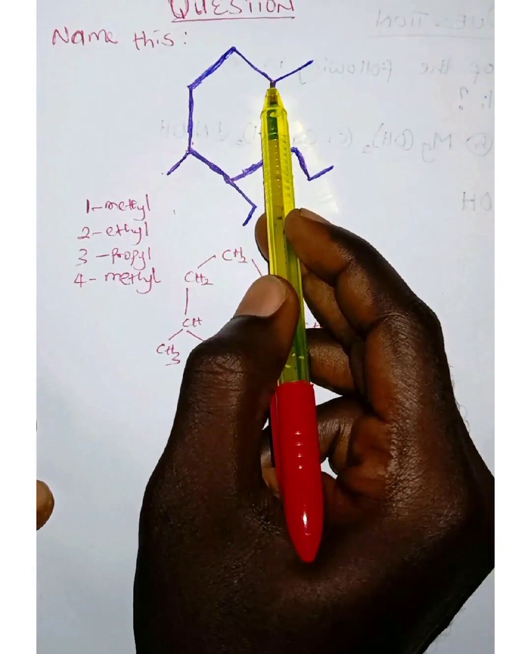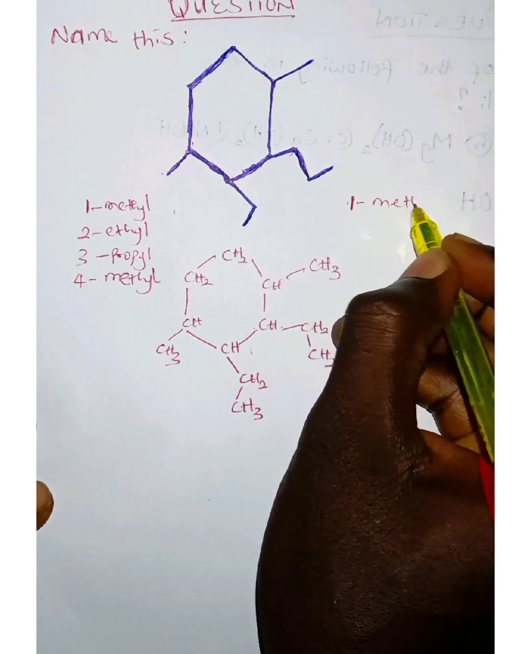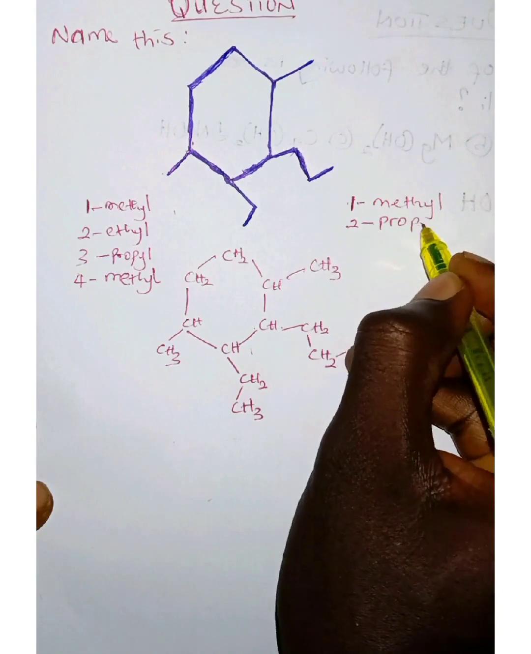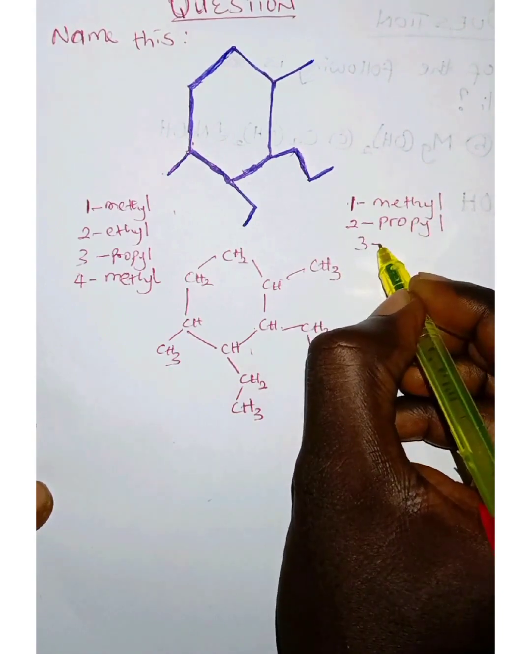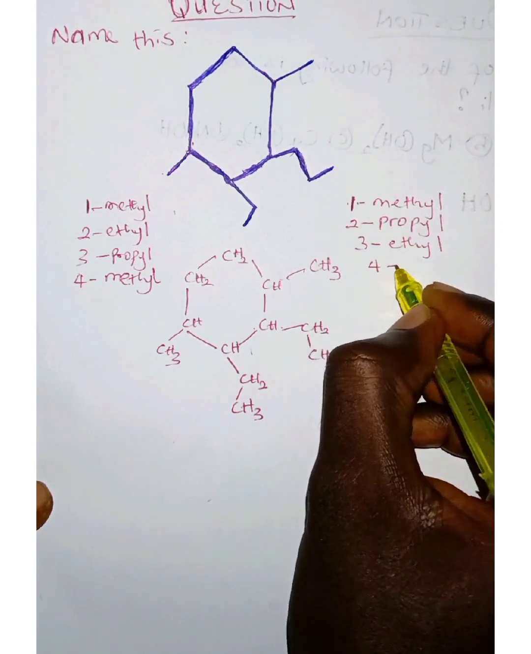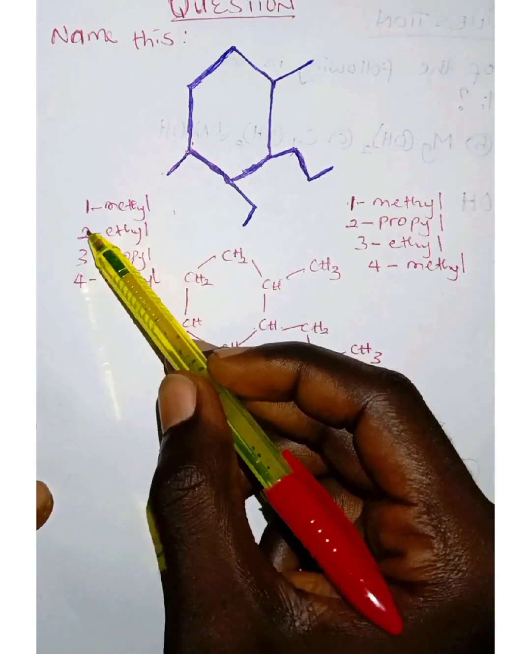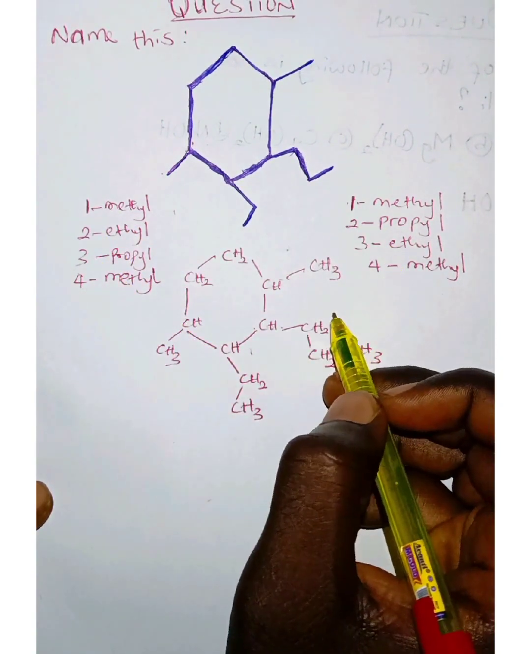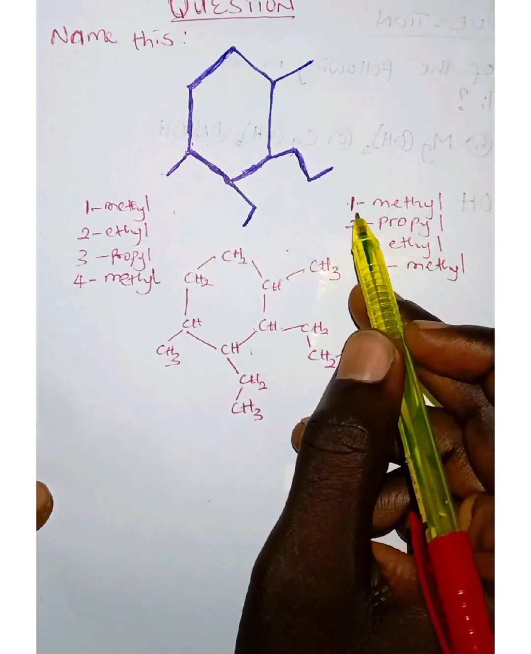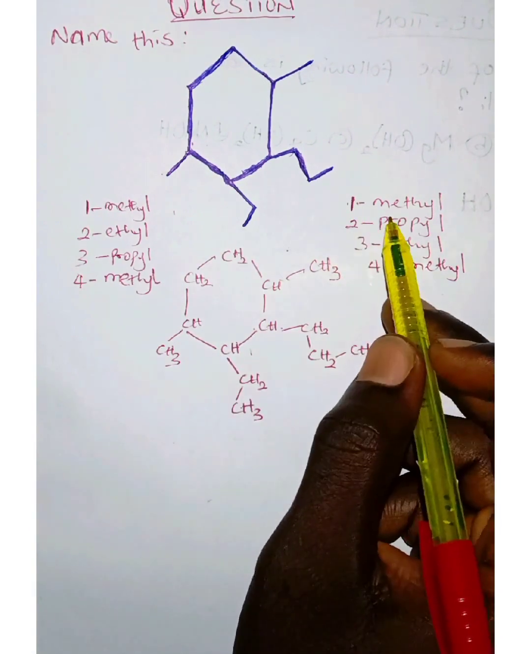Now let's do the other round. On the first carbon atom, there is a methyl substituent. On the second carbon atom, there is a propyl substituent. On the third carbon atom, there is an ethyl substituent. And then on the fourth carbon atom, there is a methyl substituent. If you see, all of them are 1, 2, 3, 4, but only one is correct. If substituents are arranged in such a way that whether you start numbering from left to right or right to left the numbers won't change, you give priority to alphabetical order.